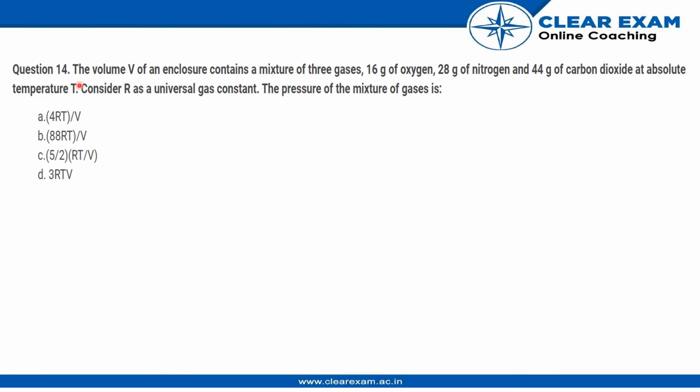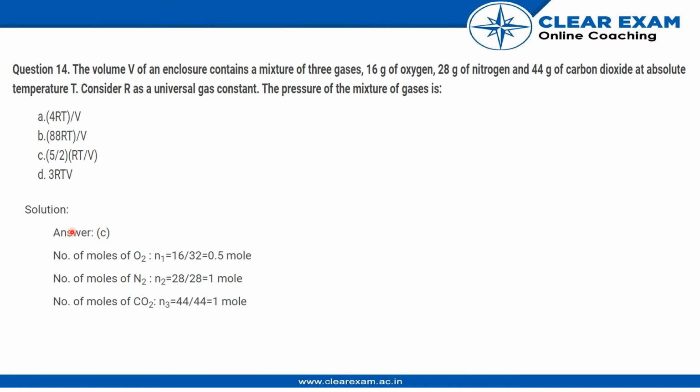Question 14 says the volume V of an enclosure contains a mixture of three gases: 16 gram of oxygen, 28 gram of nitrogen, and 44 gram of CO2 at an absolute temperature T. Consider R to be the universal gas constant. So what will be the pressure of the mixture of the gases?